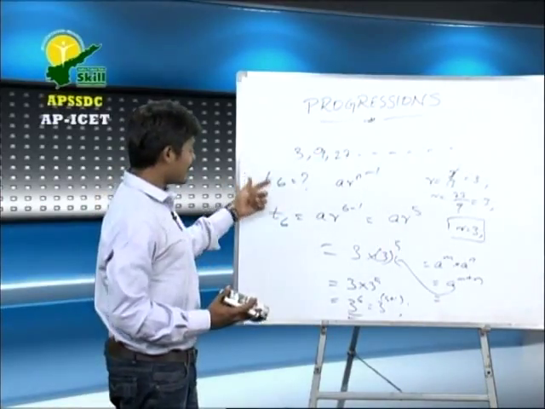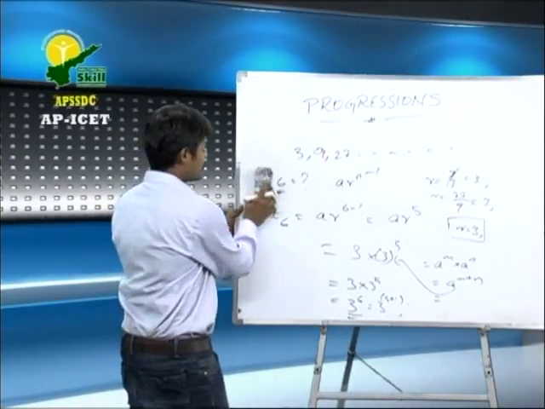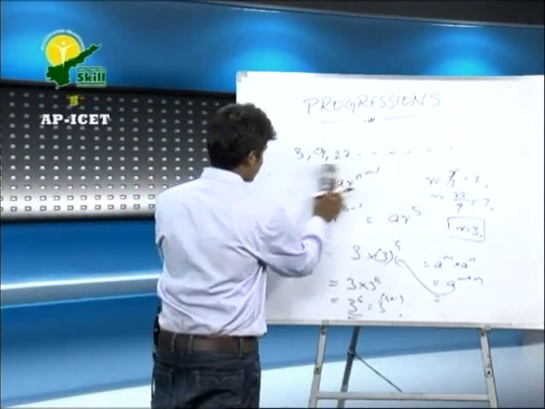If we want to find the sum of n terms for the same expression, find the term up to 6 terms, find the sum up to 6 terms.